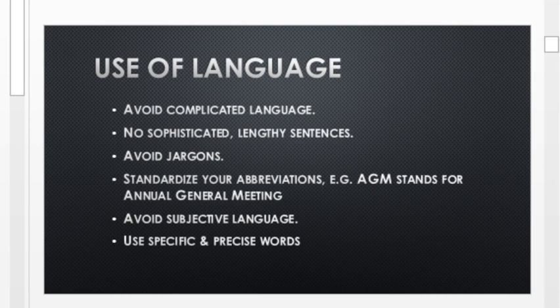And the next one is that you have to avoid subjective language. You cannot make the reader think heavily about what you're trying to say in the report. It has to be specific and precise. Okay, so make sure that there is no subjective language which can cause a lot of vague meaning in the sentences of your progress report.